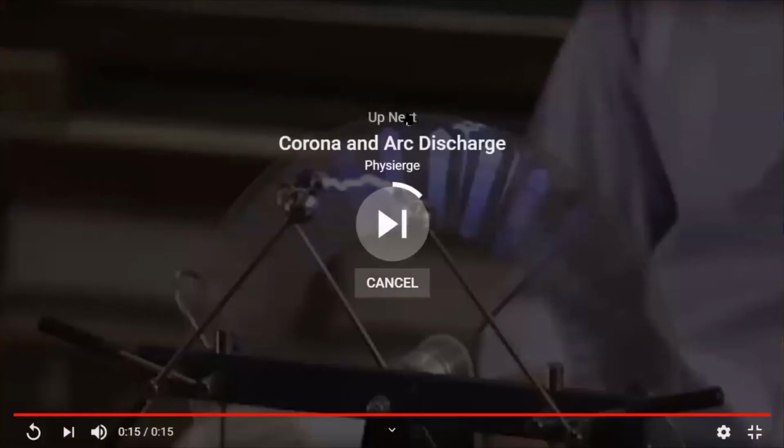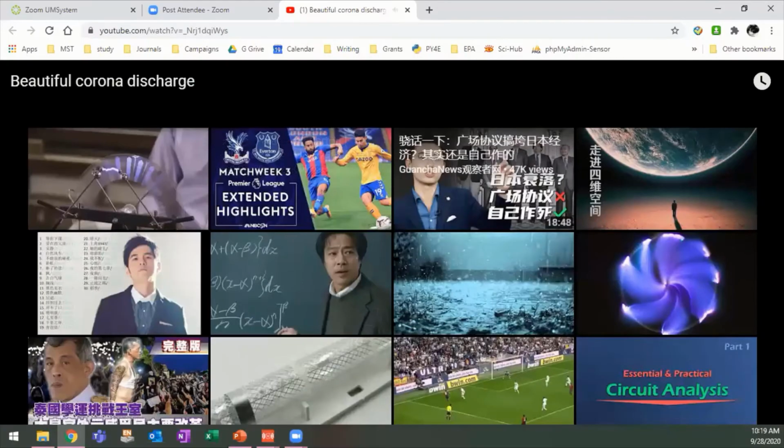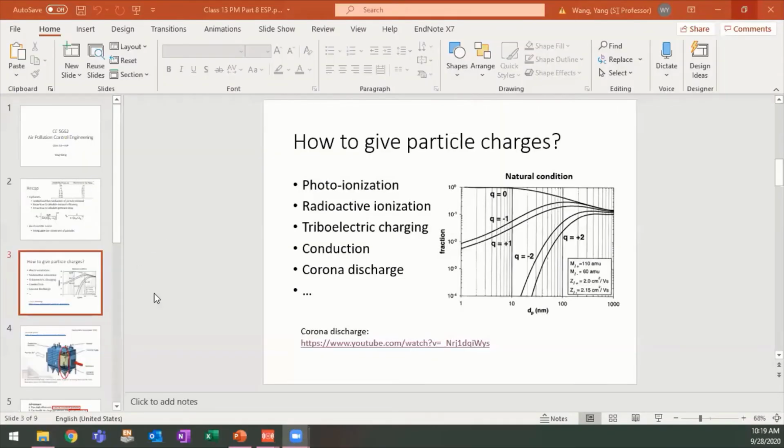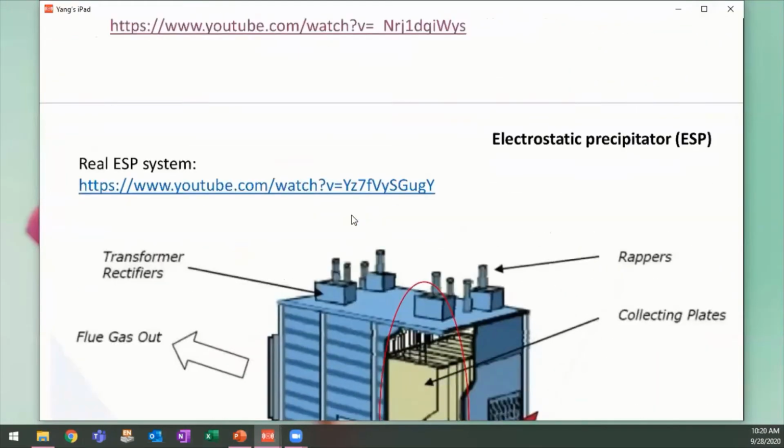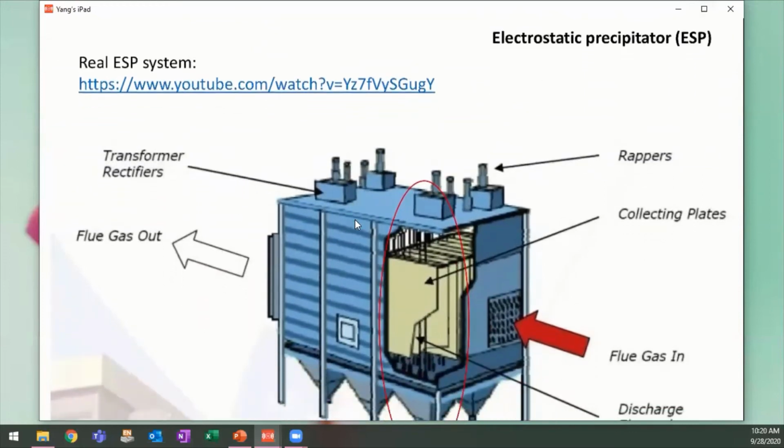Okay. So if you have a high voltage power supply, you can probably also try that at home. Right? So this is a coronal discharging, and now it's the ESP. Okay.